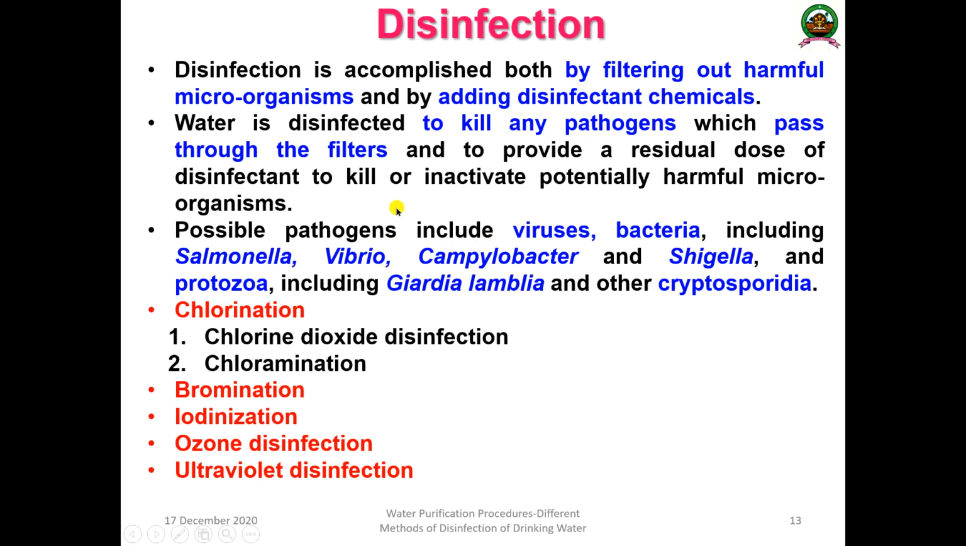The possible pathogens that can be killed are viruses and bacteria, which include Salmonella, Vibrio, Campylobacter and Shigella, and protozoa including Giardia lamblia that causes giardiasis, and Cryptosporidium. All these you have already studied in the previous semester. The major methods for disinfection are chlorination, bromination, iodination, ozone disinfection and ultraviolet disinfection. Chlorination can be chlorine dioxide and chloramination disinfection.